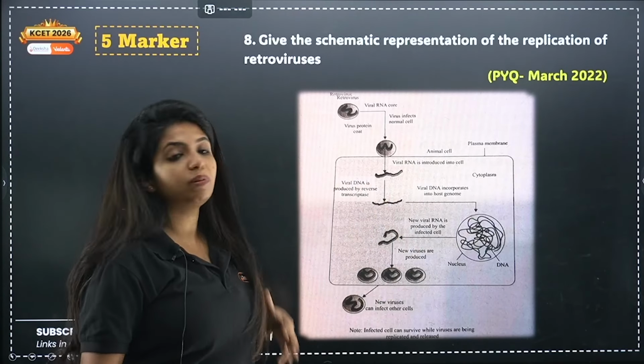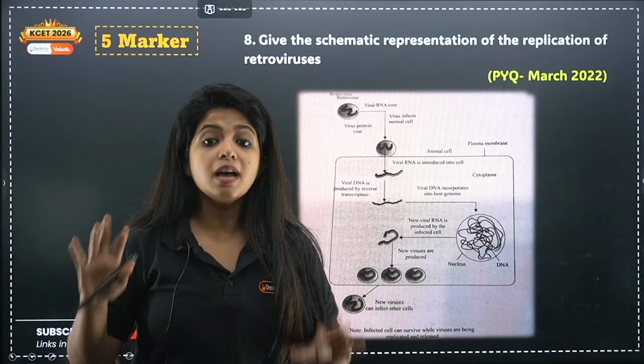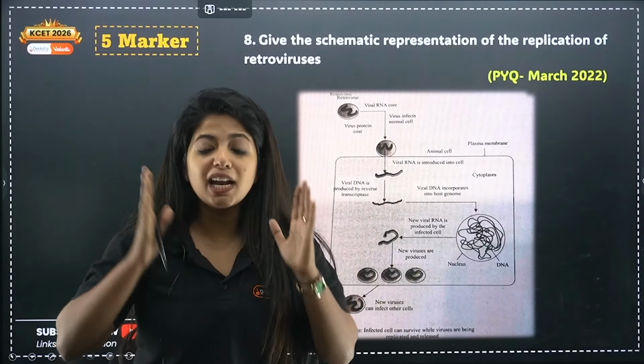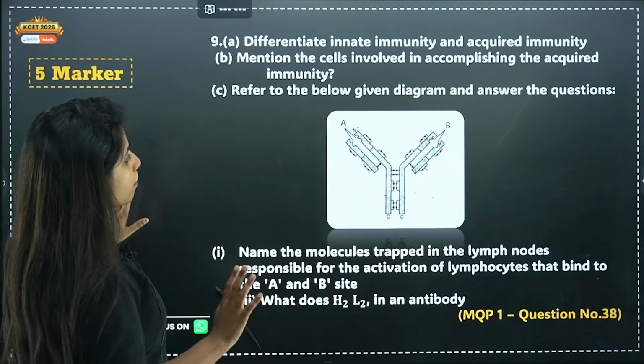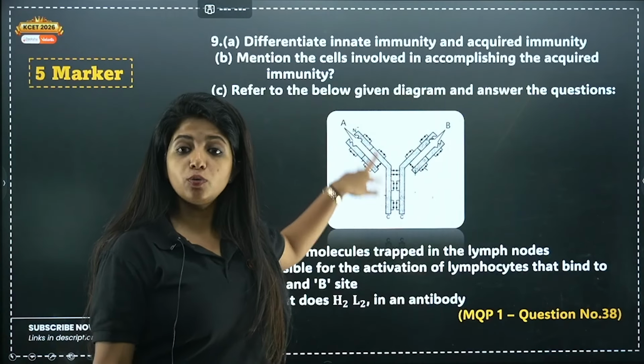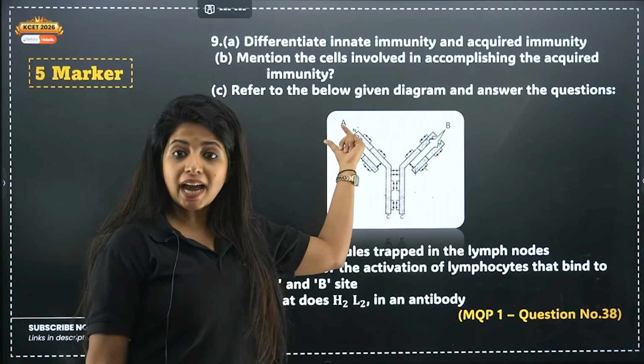The first cell where it goes in effect is macrophages. It is known as the HIV factory, but usually it affects the T helper lymphocytes. So T helper lymphocytes are the ones which are usually being affected. Also remember the antibody structure: 2 heavy chains, 2 light chains. This is the antigen binding site.